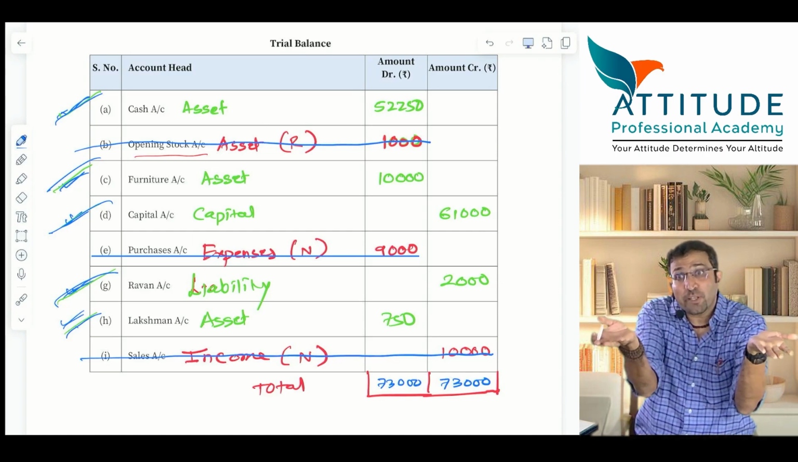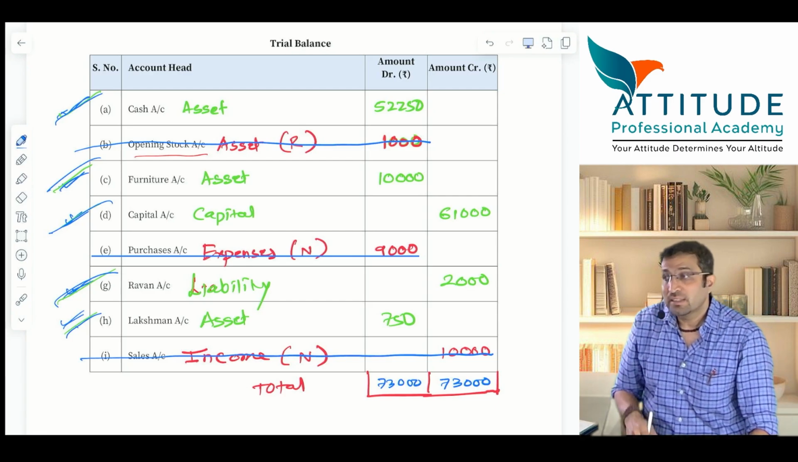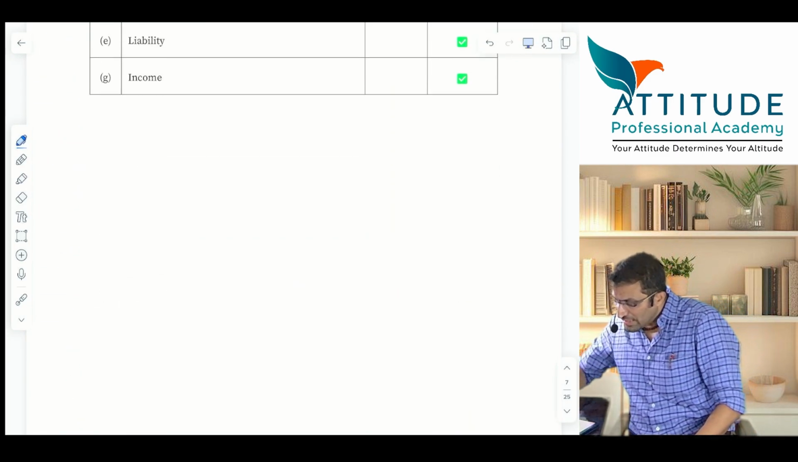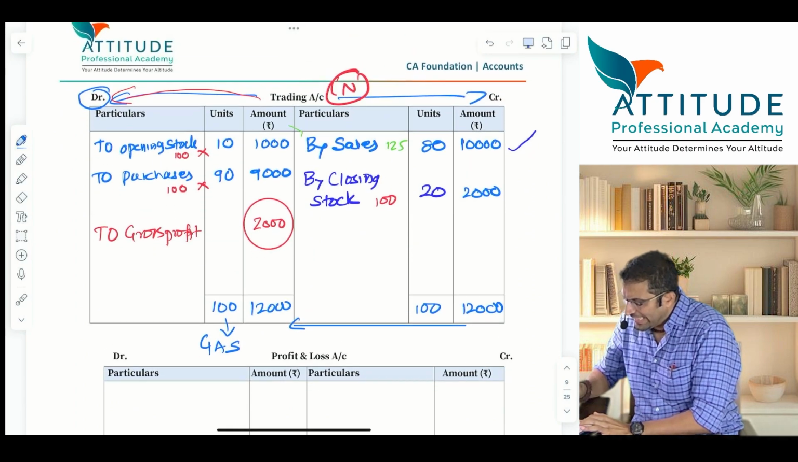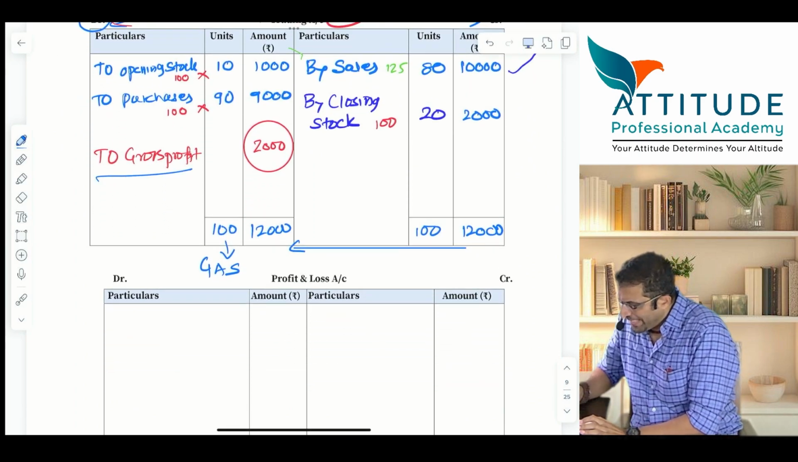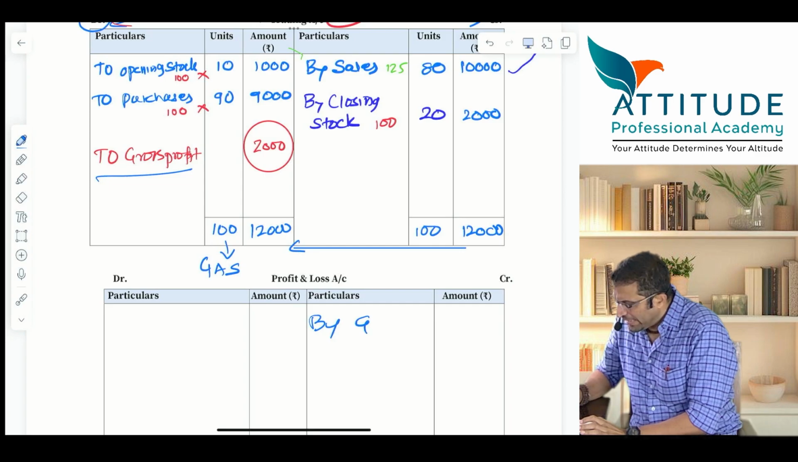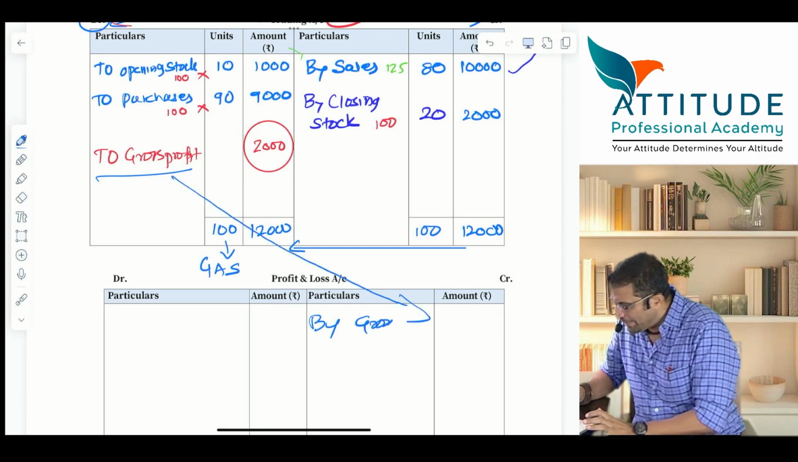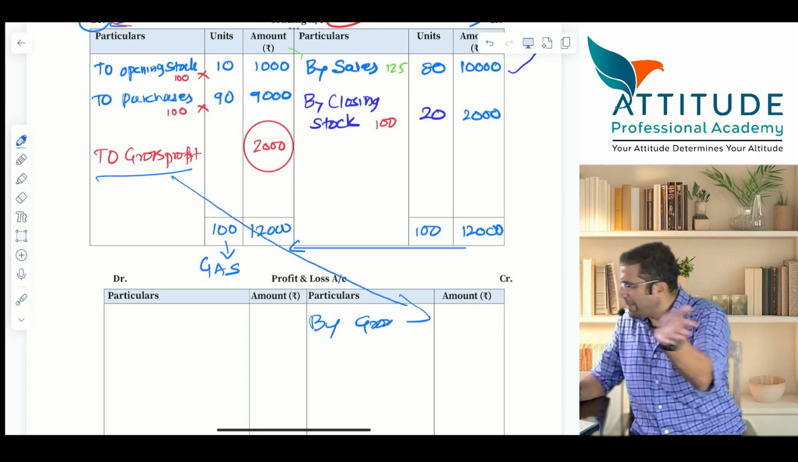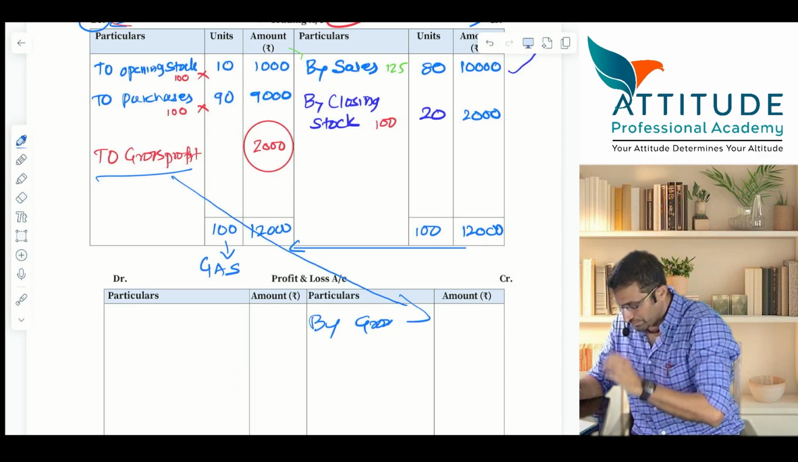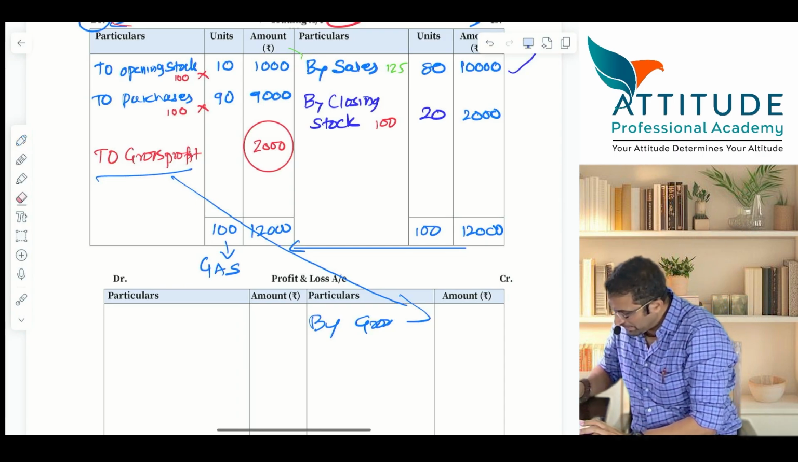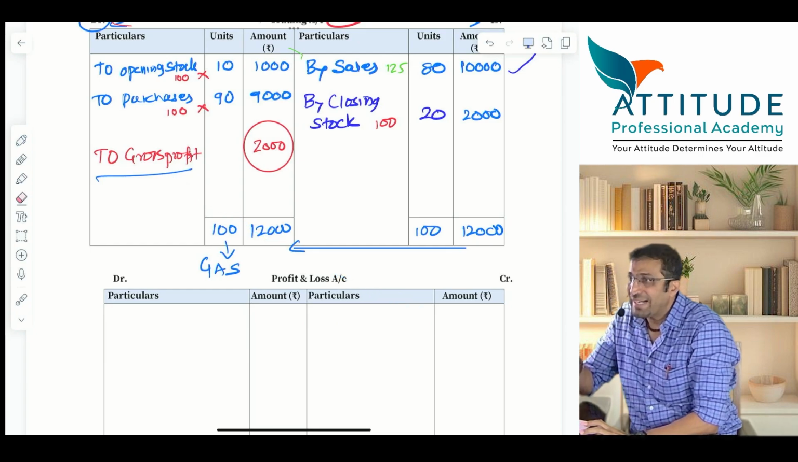This gross profit account has to be closed. Sir, no sir. In college, no. What they have said is, this is trading, no. To GP by GP. Bye bye. Some people are useless. Arey bhai.